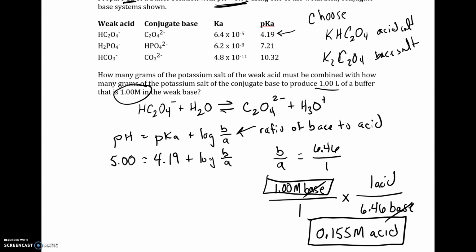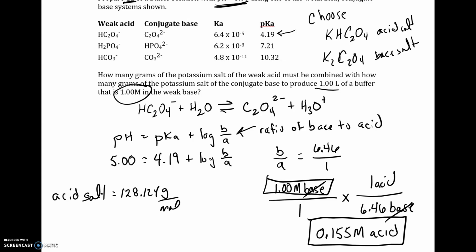If we have the molar mass of these salts, and we'd have to get these from the periodic table, all I'm going to do is sum the masses. I've got 4 oxygens, 2 carbons, 1 hydrogen, and 1 potassium. So our acid salt, what's the molar mass? It is 128.124 grams per mole. That's the grams in 1 mole.